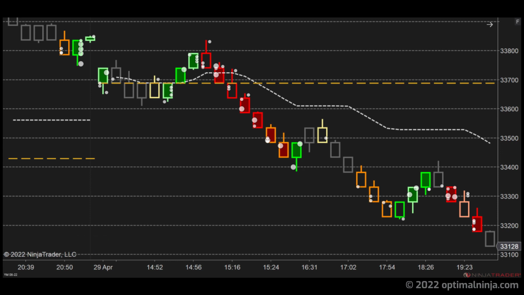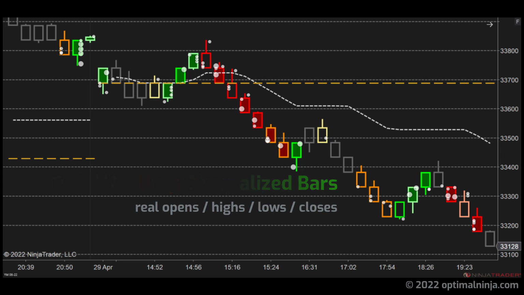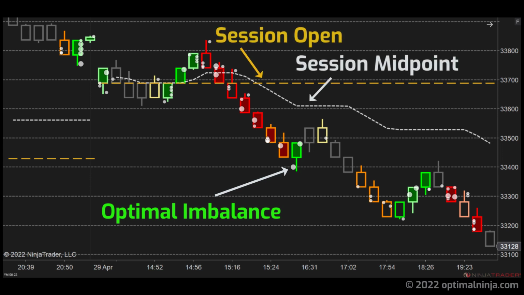A brief rundown of what we have loaded on the chart. As usual, we're using optimal Ninja normalized bars, which are equal-sized Renko bars specifically designed for our order flow tools. They use real opens, highs, lows, and closes, and because they split market moves into normalized chunks, they make comparative analysis much simpler. The circle plots on the bars are made by optimal imbalance, as described in part 1 of the video, and just to give the bars some context, the white hash line is the midpoint of the session, and the yellow hash line is the open of the session. And of course we have easy imbalance loaded, which is coloring the bars.